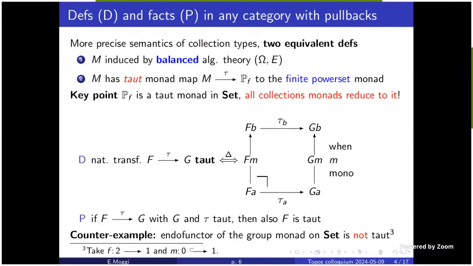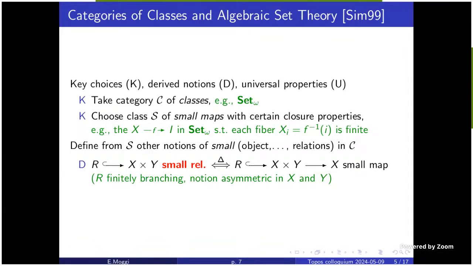Now, the main point will be, okay, we have this finite power set monad. Is there some alternative way of recovering it rather than taking it out of the hat? Yes, there is a way, and the way is to adopt the ideas developed by Joyal and Moerdijk when they introduced this category of classes.